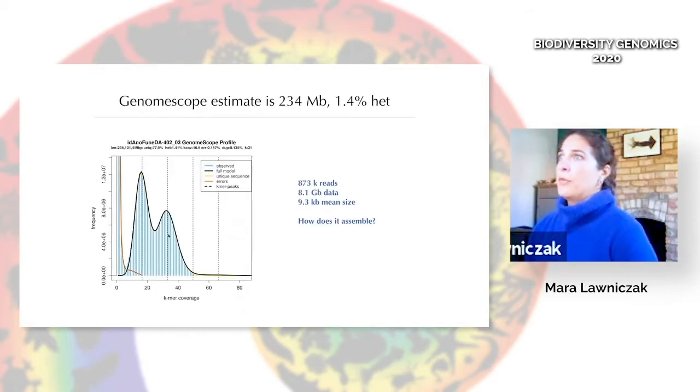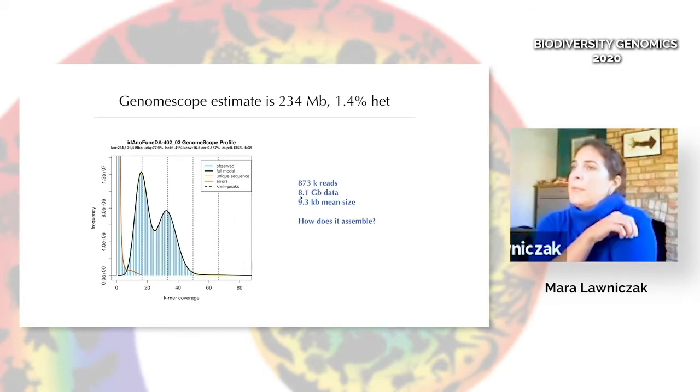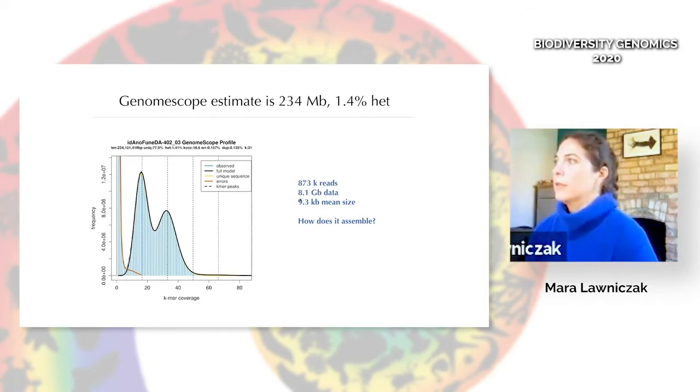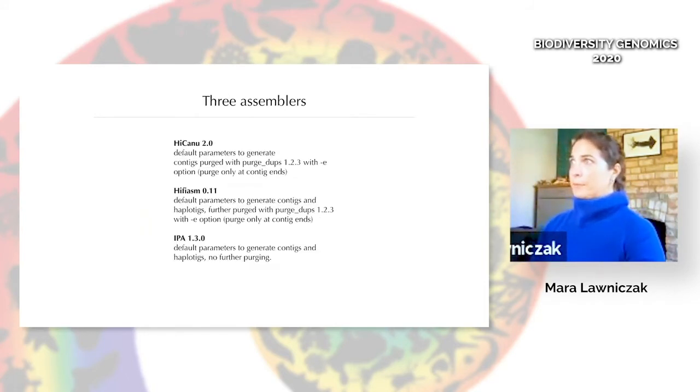The GenomeScope profile estimated that the genome was about 234 megabases and a heterozygosity rate of about 1.4%. We got about 870,000 reads from this mosquito, including 8.1 gigabases of data and about a 9 kb typical size that we had lots of CCS coverage for. So how does it assemble? We decided to test 3 assemblers in this process: HiCanu, Hifiasm, and IPA.